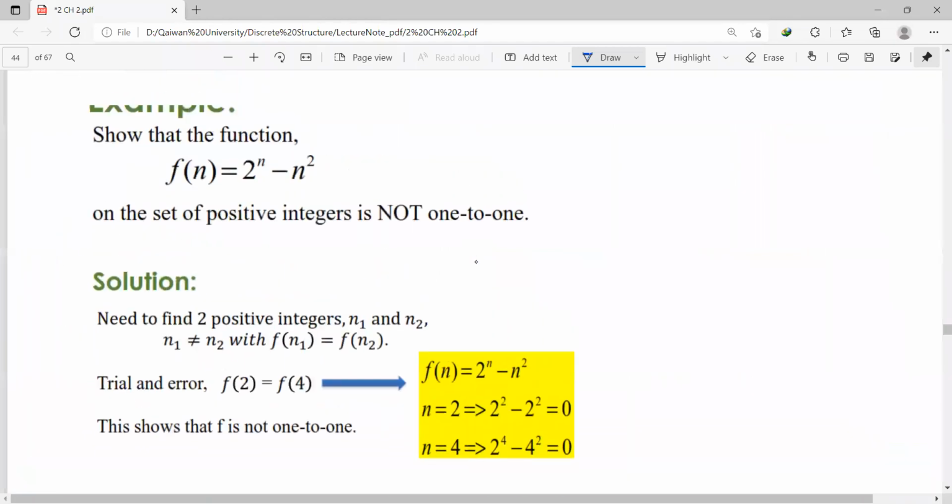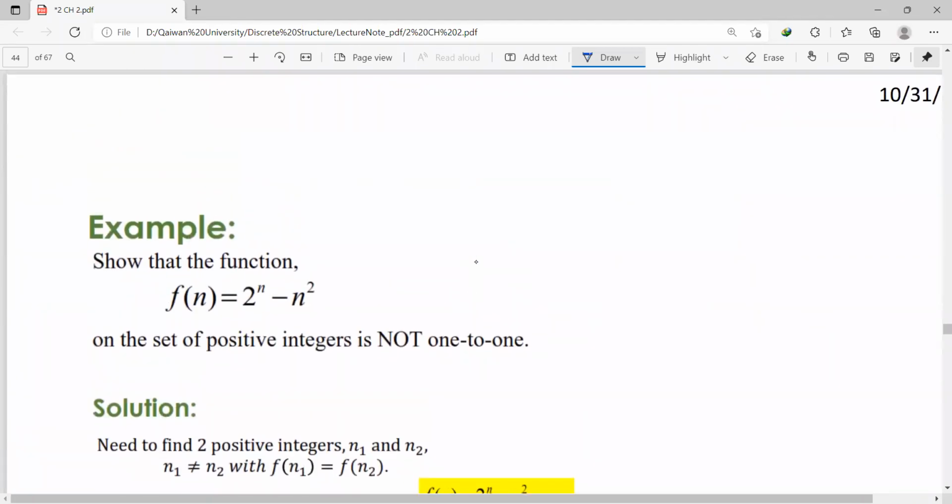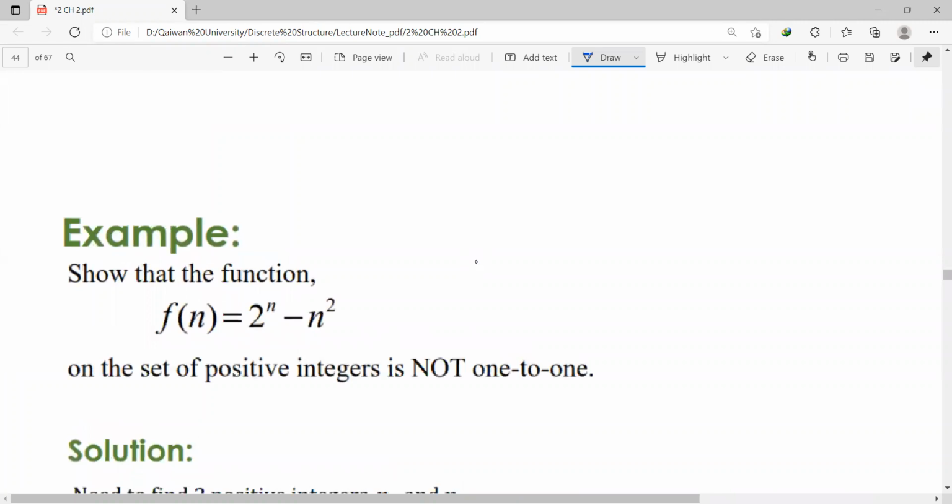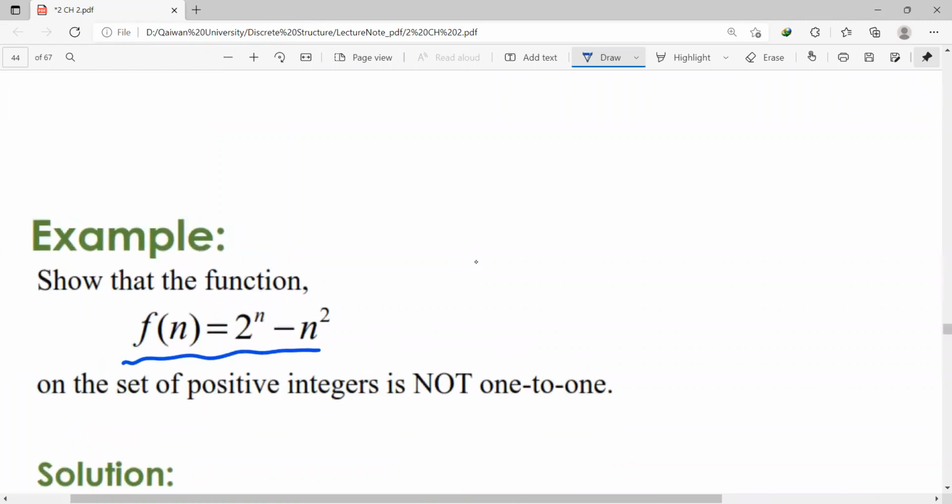And here you have an example which is not one-to-one. We have been given this function and asked to show that the function is not one-to-one. We don't need to prove it. If we can just find two elements which have the same image but they are different, it means the function is not one-to-one.